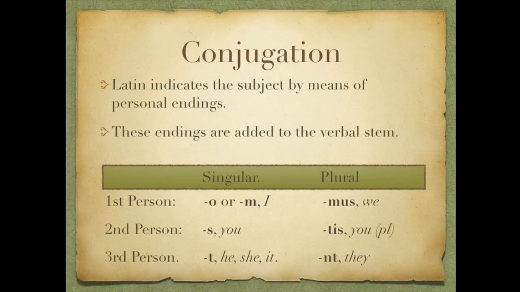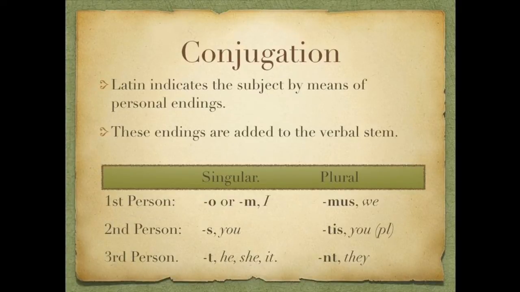We do a similar thing in Latin. In Latin, though, we indicate the subject not by a pronoun like we do in English, but through a personal ending. So we're going to attach an ending to the end of the verbal stem, which we'll see here in just a second. So here are the personal endings for Latin.